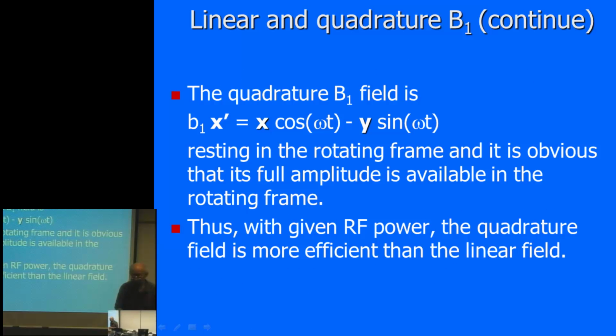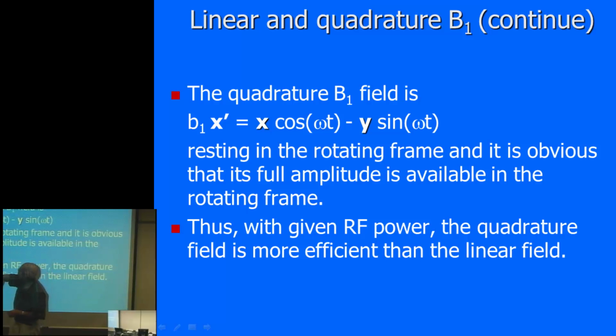Now let's look at what we call the quadrature coil. What do we mean by the quadrature coil? Now I really want to have a B1 field in the rotating frame. So we write this as B1 in the x prime direction, unit vector x prime. So I really want a B1 field in the rotating frame. Then what is that representation in the laboratory frame? That representation becomes this.